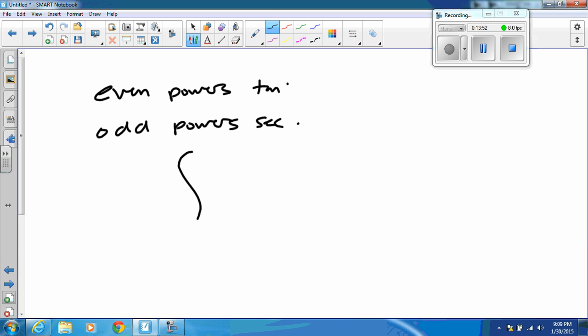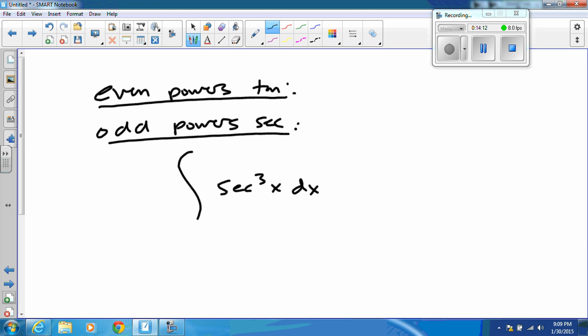even powers of tangent, but odd powers of secant. For example, the integral of secant cubed x dx. And the reason that this particular configuration is hard to work with is that because I have even powers of tangent, it will not be productive to peel off a secant tangent. And because I have odd powers of secant, it will not be productive to peel off secant squared. So I'm kind of stuck.